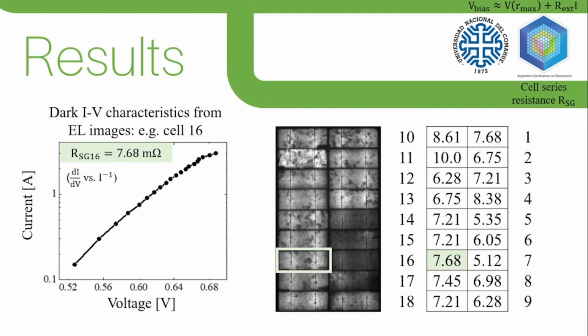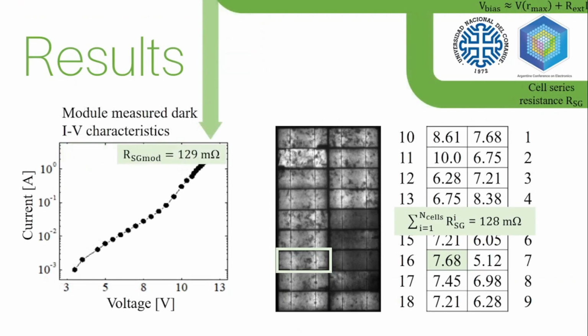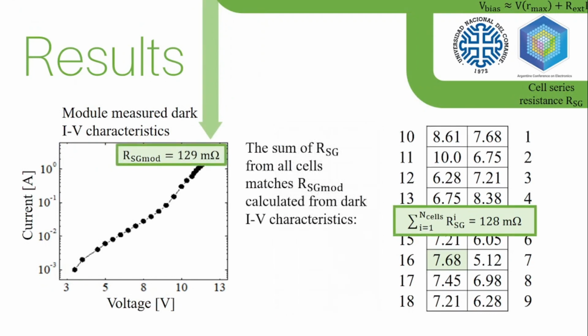The table on the right side shows the results for all cells. Dark saturation current density values could also be displayed in this fashion. The total module resistance calculated from the sum of these values is 0.128 ohm. Coming back to the original module dark current voltage curve, the series resistance values can be compared, showing excellent agreement.